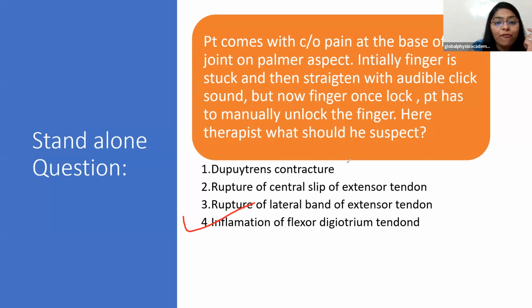You should know every option, at least a basic idea, okay? Then you can get the answer. It is a very basic question, okay? You are not getting this type of simple question in your exam.